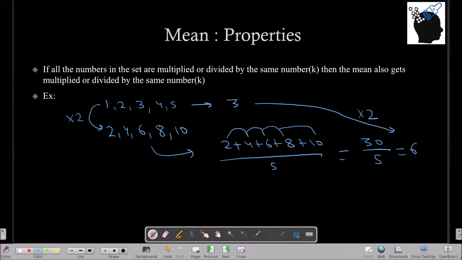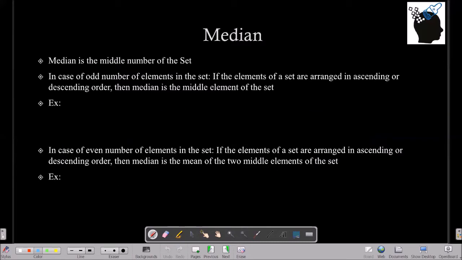Now let's go ahead and talk about the median. So median of a set is nothing but the middle number of the set, or the mid value of the set. Now let's take two cases. In the first case, we have odd number of elements in the set.